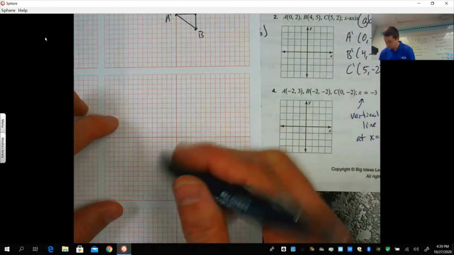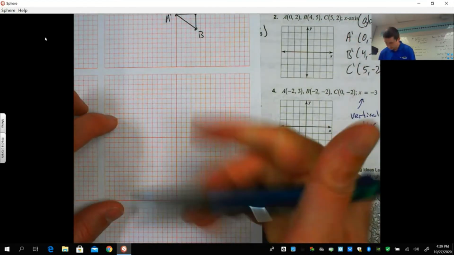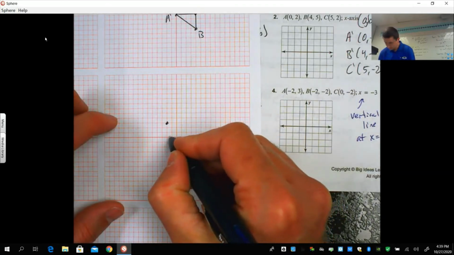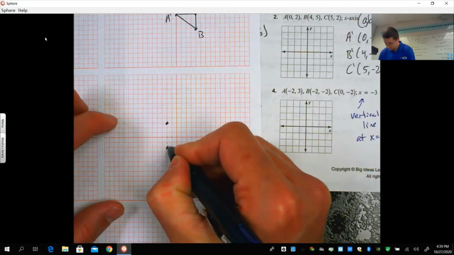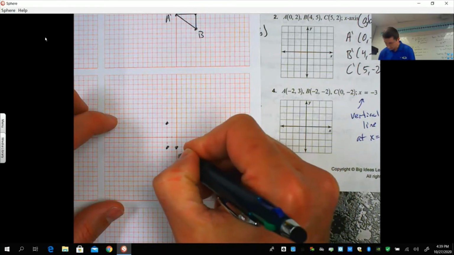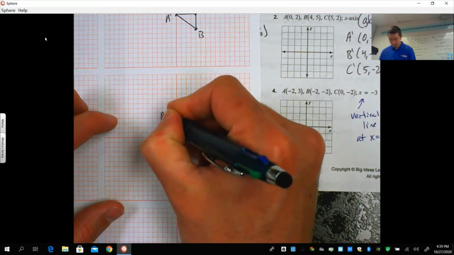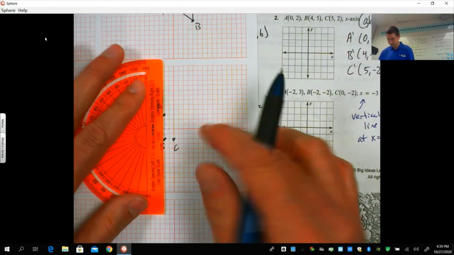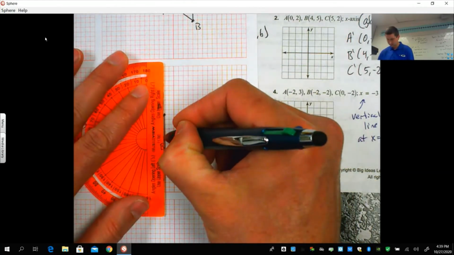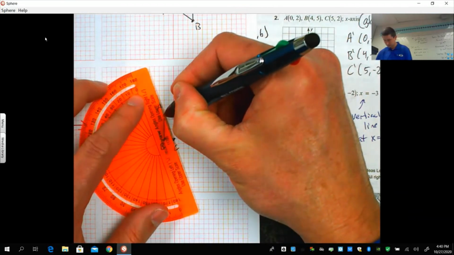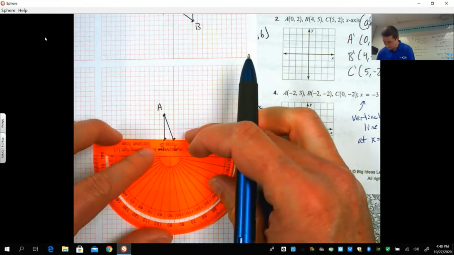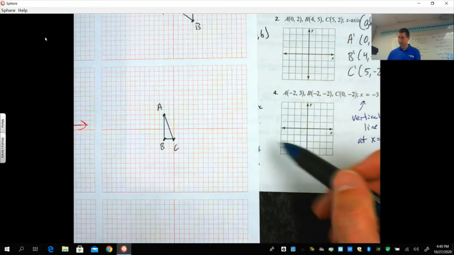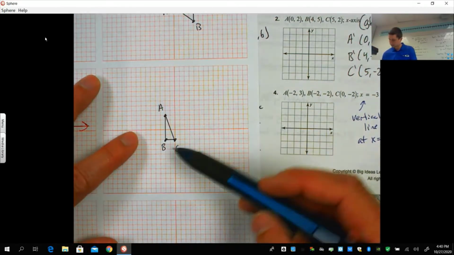A is negative 2, 3. B is negative 2, negative 2. C is 0, negative 2. Notice I sometimes wait to put my letters on my points because I'm not sure sometimes what side of the point to draw them on. I want my letters on the outside of my shape, so I kind of know where my shape is, and I'll put my labels on there.